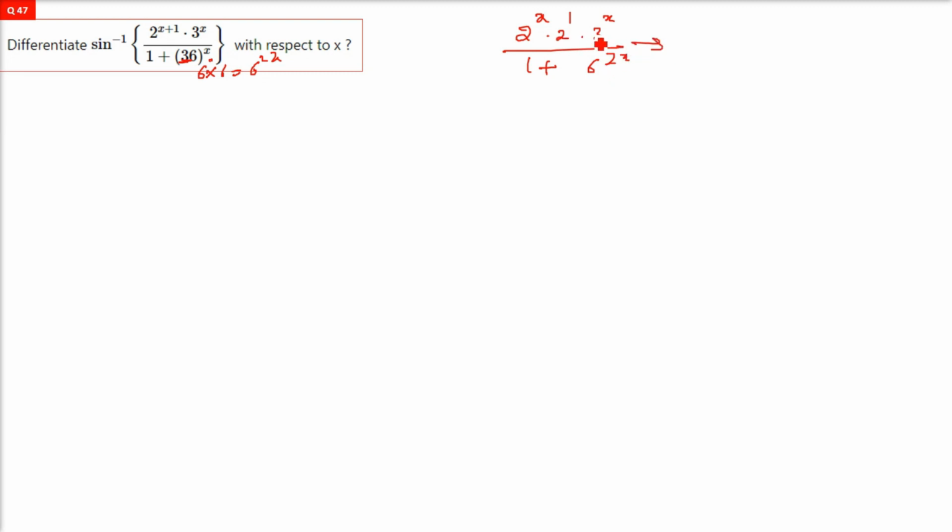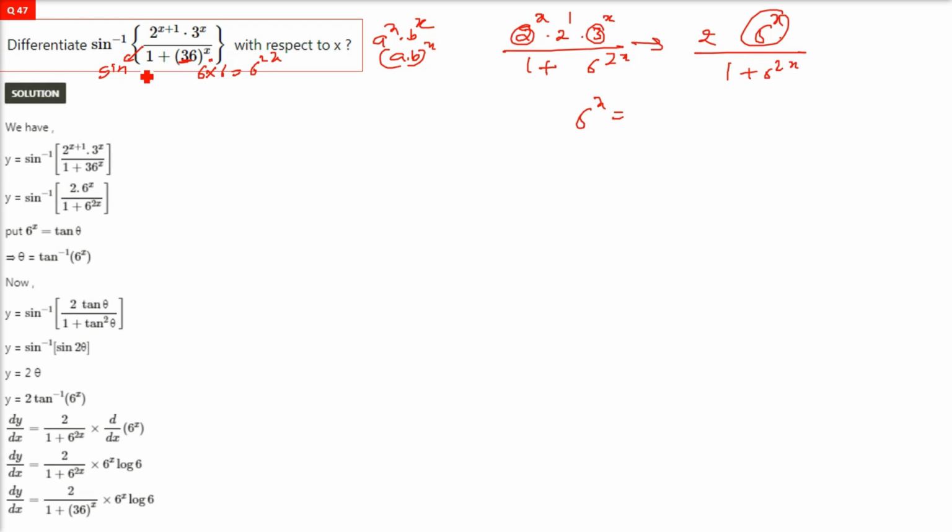Now this 3 and 2 you can multiply. A to the power x into b to the power x is a into b to the power x. So 6 to the power x. Then you have a 2 here, and 1 plus 6 to the power 2x. Let us put something so that we get a sine here. Ultimately, we want a sine. So you can cancel these two out. Alright, 6 to the power x, I am putting it as tan theta.